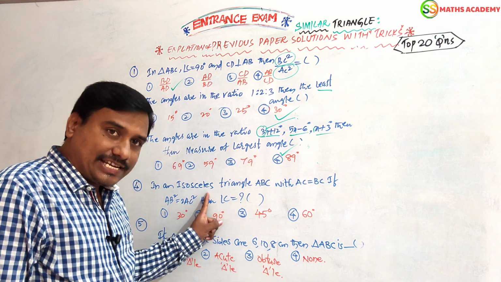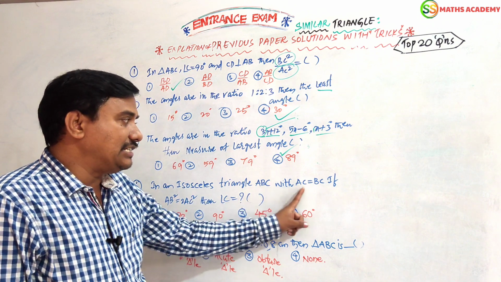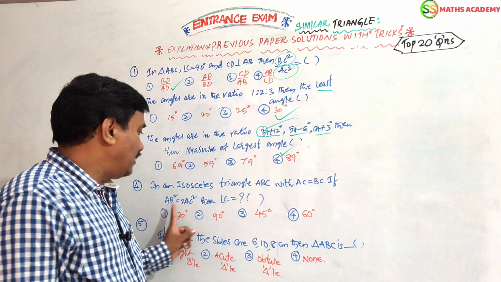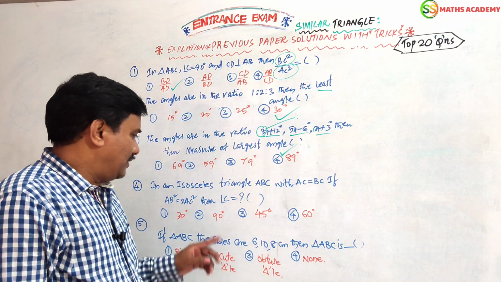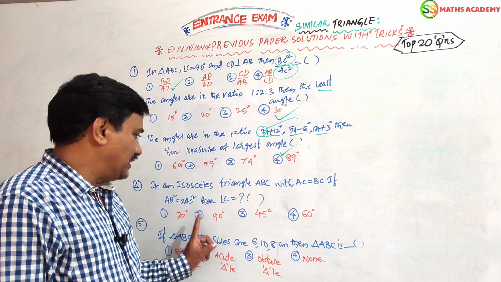In an isosceles triangle ABC with AC equals BC, if AB square equals 2 AC square, then find the value of C. Simple. C value is 90.